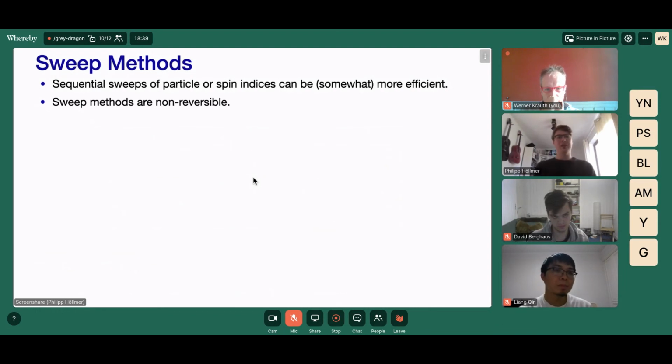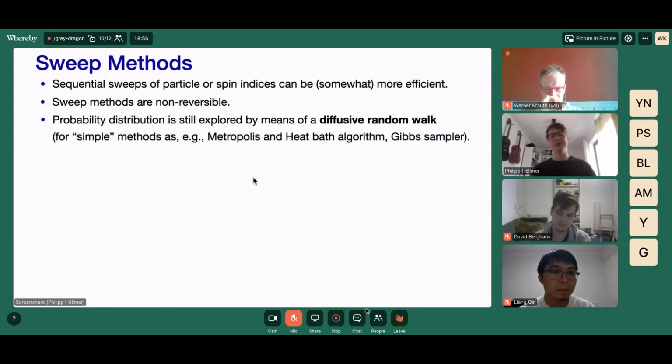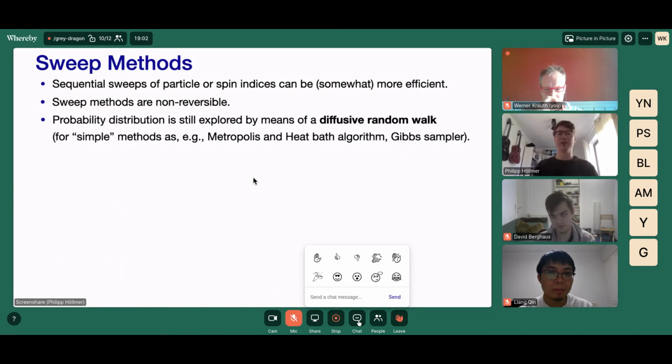I want to mention that strictly speaking, these sweep methods are non-reversible. This is easy to see because the reverse move, where we update the particles or spins sequentially in the reverse order, never occurs. But still, although this is strictly speaking non-reversible, one can see that the probability distribution is still explored by means of a diffusive random walk, at least as long as simple Markov-chain methods such as Metropolis and heat bath algorithm or the Gibbs sampler are used. Of course, you can always think about hybrid Monte Carlo, where you try to suppress this diffusive random walk. But as I said, here we still do a diffusive random walk.